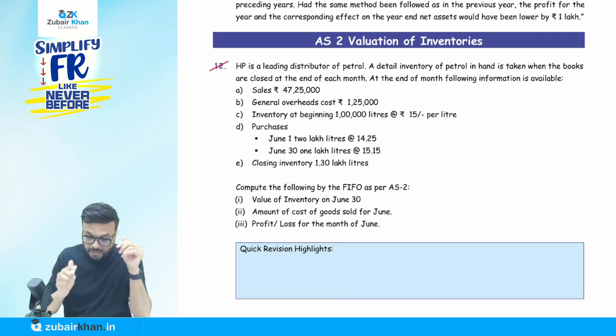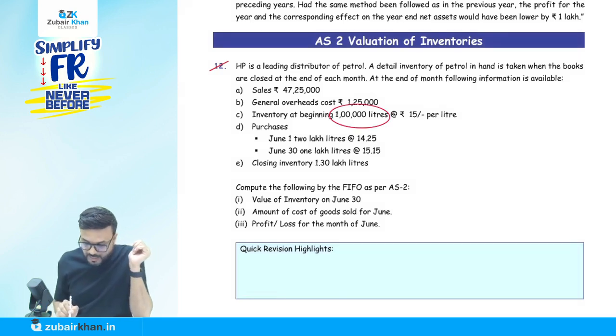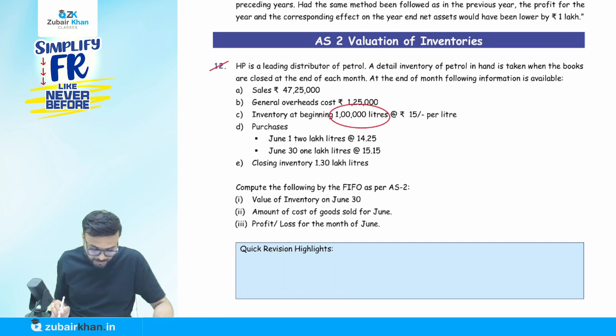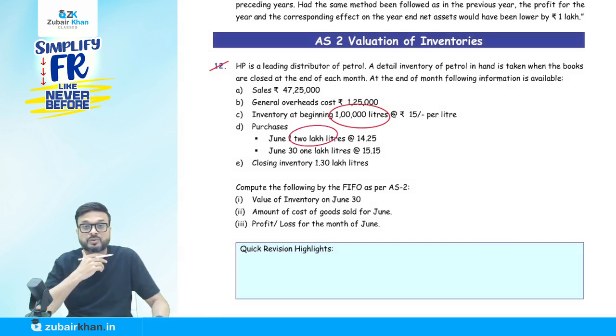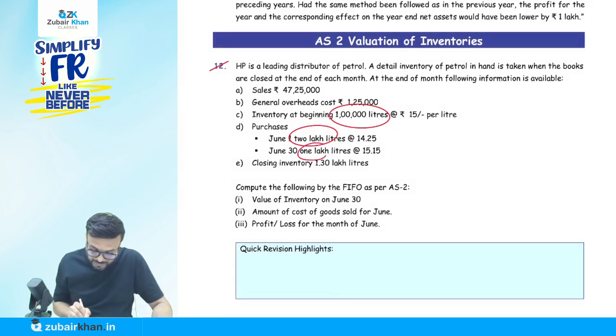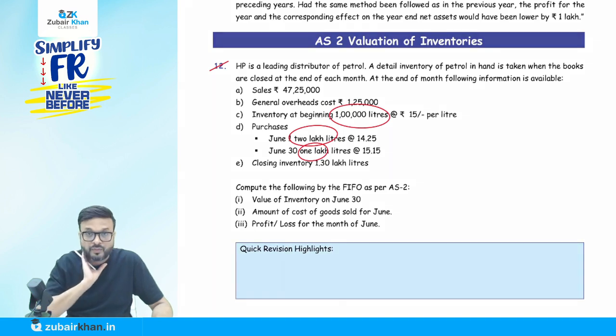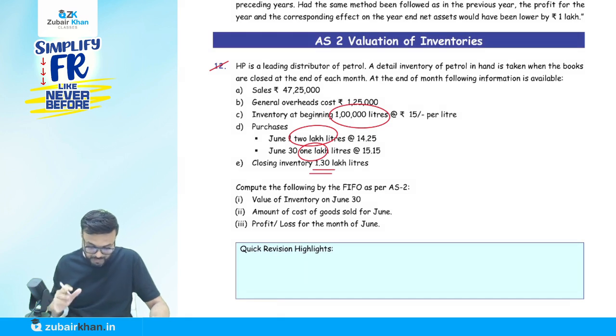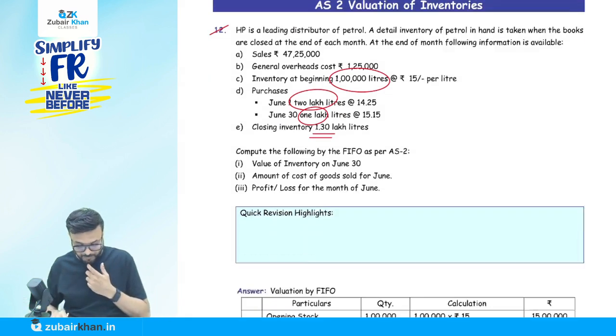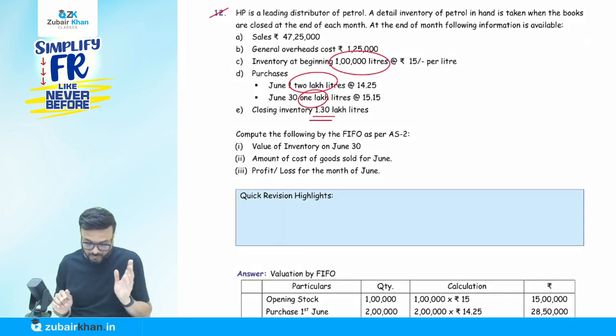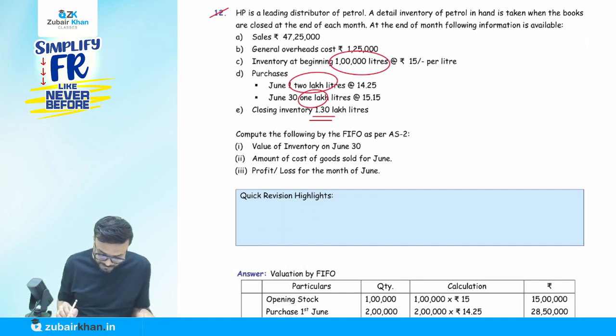Inventory at the beginning is 1 lakh liters at rupees 15 per liter. Purchase on June 1st is 2 lakh liters at the rate of rupees 14.25, and on June 30 they again purchase 1 lakh liters at the rate of 15.15. The closing inventory is 1.3 lakh liters. Now compute the following by FIFO as per AS 2: the value of the inventory, then the cost of goods sold, and the profit or loss.